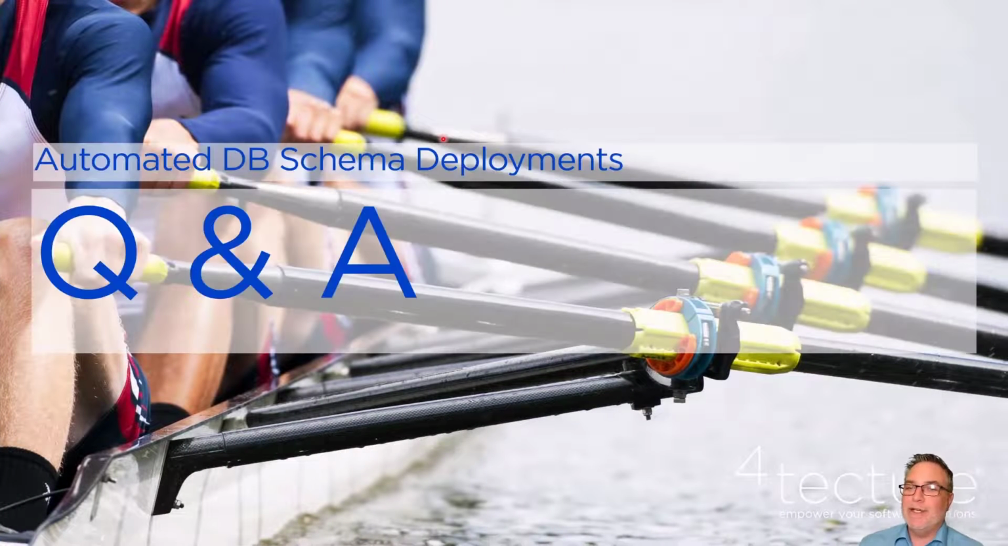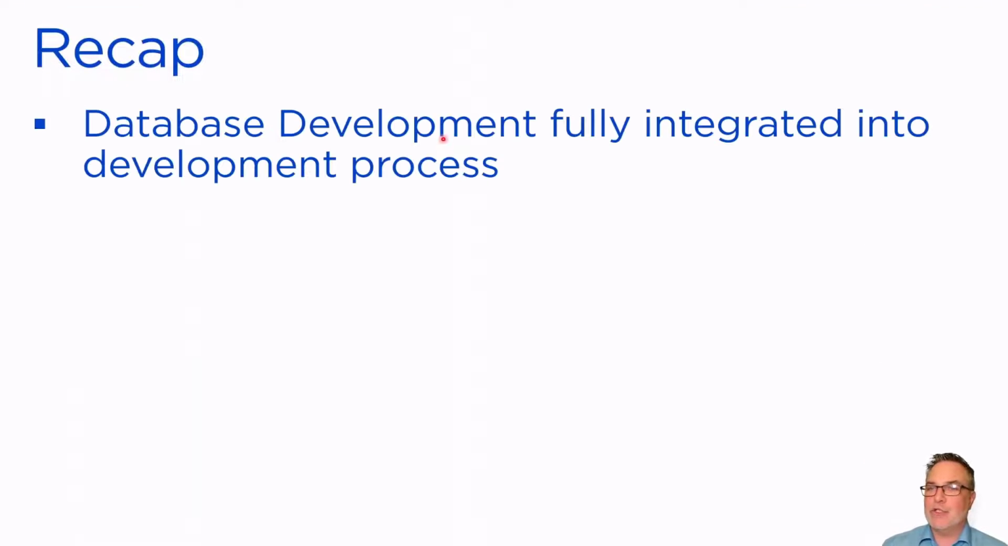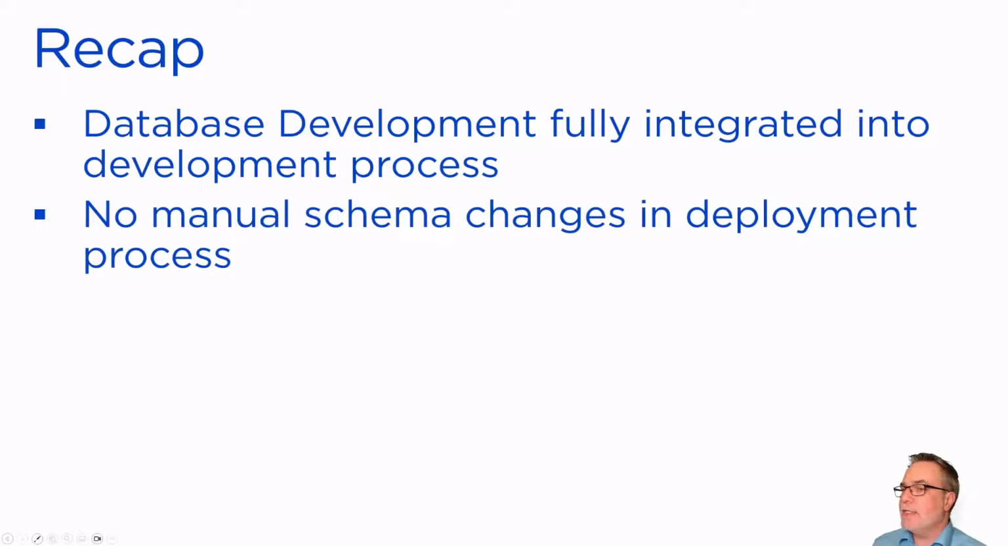So let's quickly sum up as a short recap. So first of all, the database development needs to be fully integrated into the development process, or in other words, treat your database as code, use appropriate tooling like SSDT for that case. There should never be a manual schema change in the deployment process, so it's always fully automated, integrated into the pipelines. Especially nobody touches the production database in our DevOps solution.